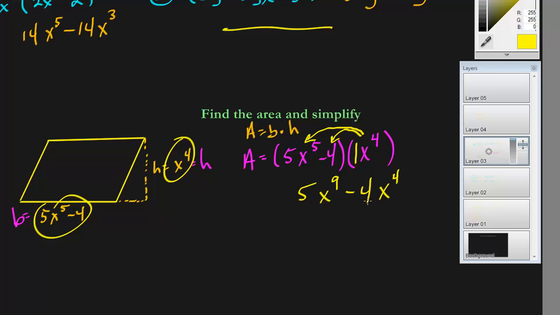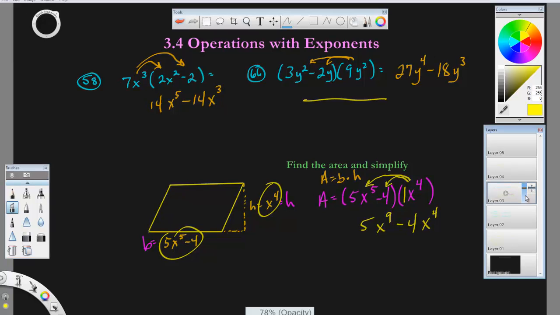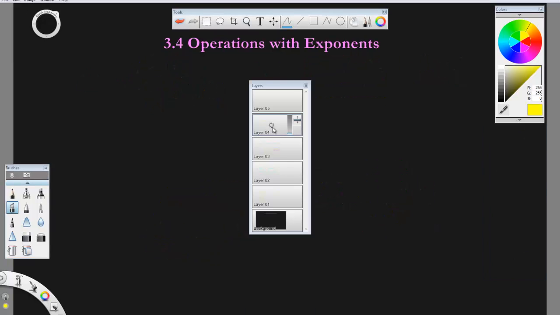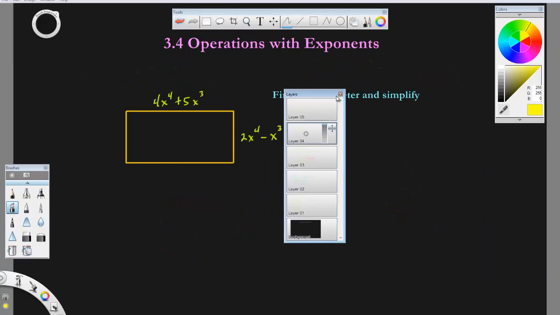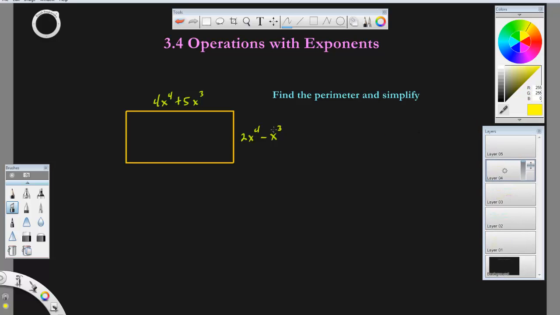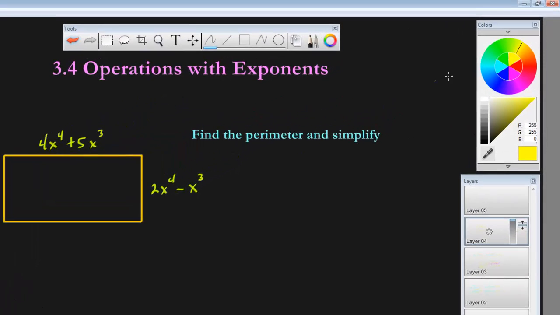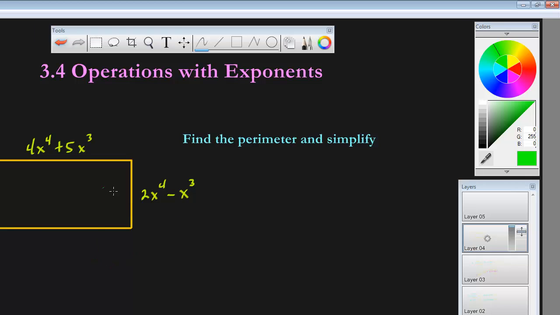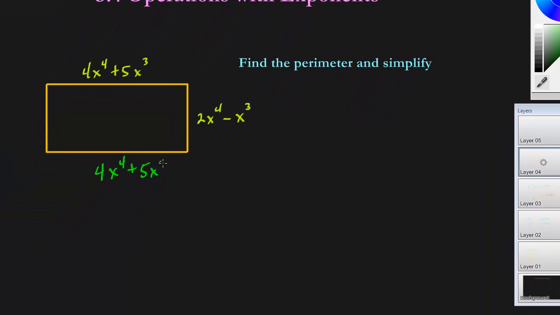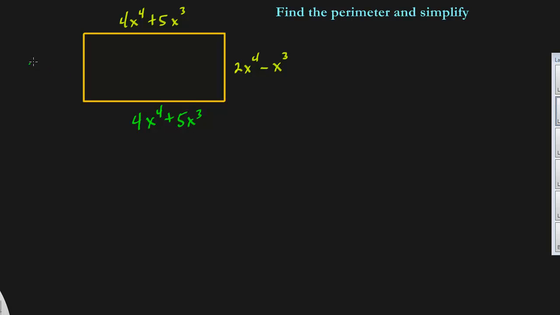So that's just reviewing the distributive law on this slide here. Finally, the last one. I don't know if it's the hardest one. It's just one that I felt like I had to put in here. Find the perimeter and simplify. Well, remember, perimeter's distance around. So this side here would be 4x to the fourth plus 5x to the third. And this side over here would be 2x to the fourth minus x to the third.